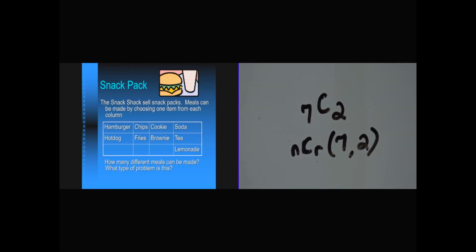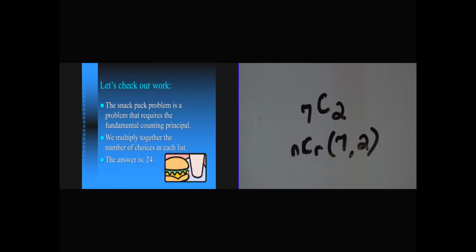This next one, think about it, pause it, figure out what kind of problem it is, find the answer. This one would have been a fundamental counting principle problem, because you had different categories. You're choosing one from each. And so you just multiply them and you would have got 24.